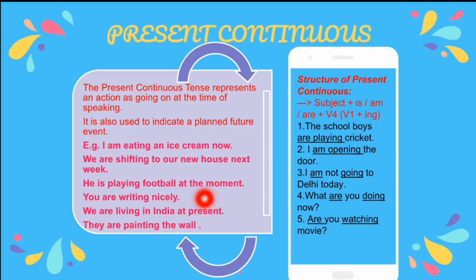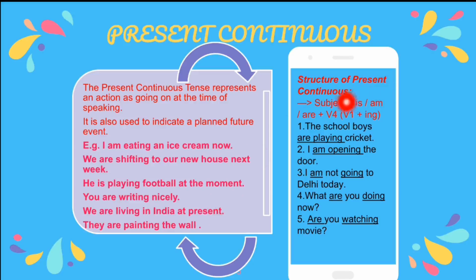Now some more examples. The school boys are playing cricket. Schoolboys is the subject. Then are playing cricket, that is the verb, right? It's are plus V4 of the verb, the ing form of the verb. I am opening the door. I is a subject, am is the auxiliary verb. After the subject you have to use is or am or are plus V4 in order to get present continuous tense.